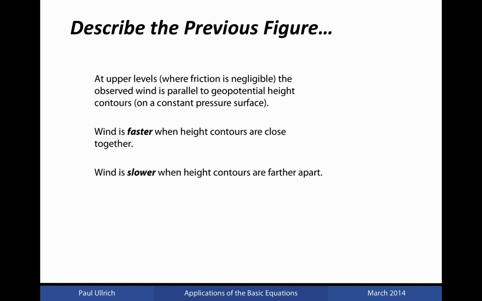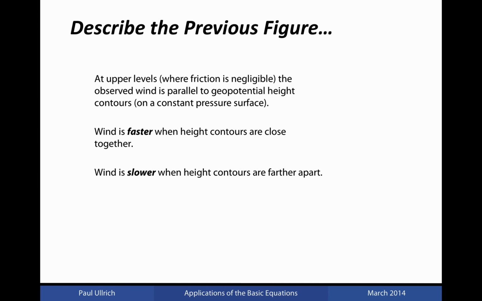Okay, so this basically just summarizes what I talked about. At these upper levels, again, friction is negligible, and so the observed wind is largely parallel to geopotential height contours on a constant pressure surface, and wind is faster when height contours are close together, and wind is slower when height contours are farther apart.